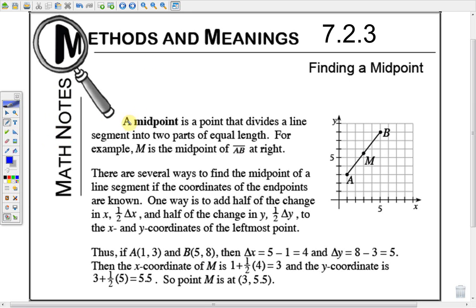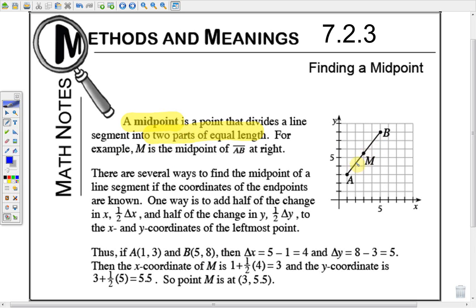This is section 7.2.3. A midpoint is a point that divides a line segment into two equal parts of equal length. In other words, it splits it in half, exactly half. For example, M is the midpoint of AB at the right.